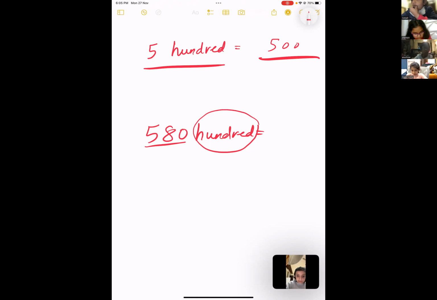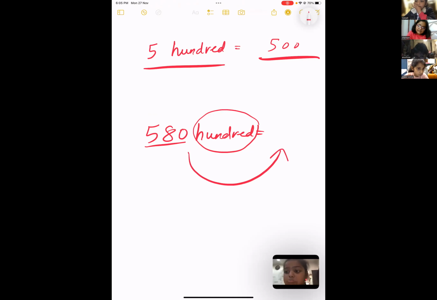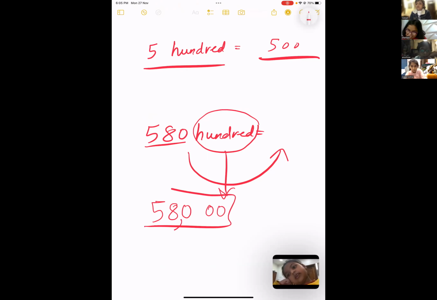Type it in the chat box. Very good. 100 has two zeros, right? So, can you give me the final value of this? 580 is equal to what number? See, it's this: 580. And then there is 100. So, two zeros are going to come down. It is 58,000. Even if you don't know how to say this number, you can type it in the chat box. Do zero to lagana hai 580 mein.